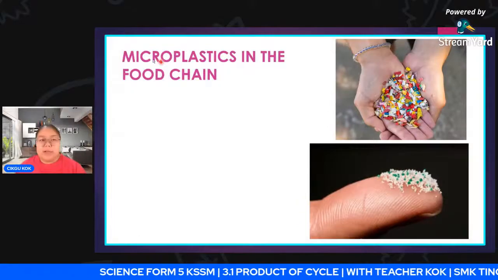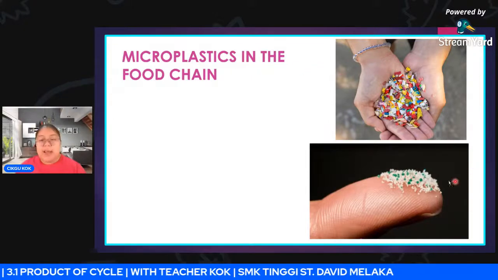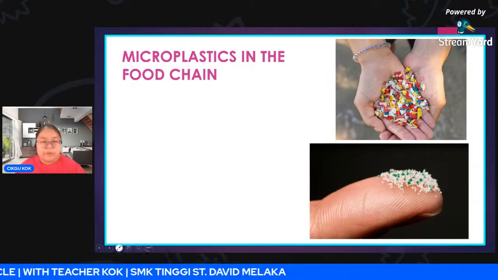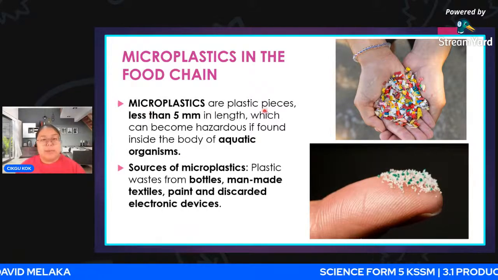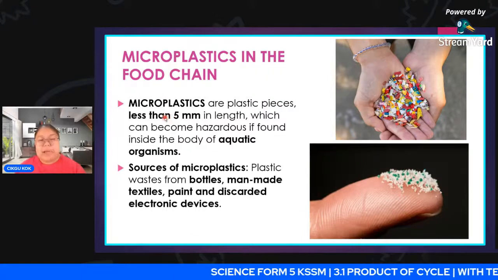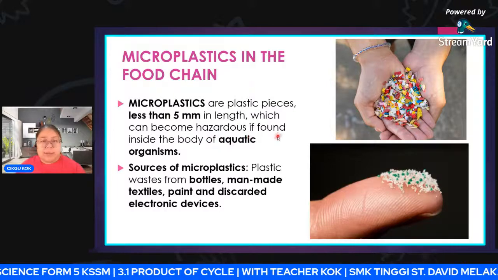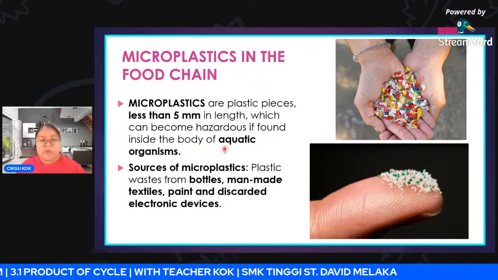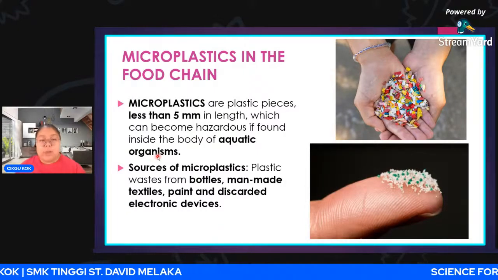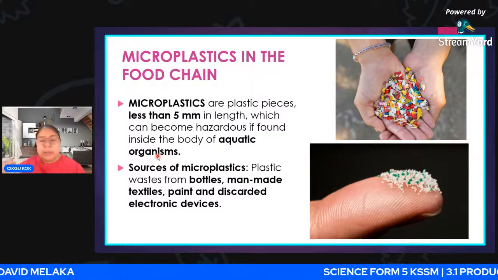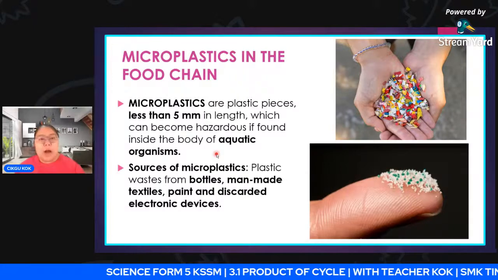Okay, and the next one we have is microplastic. Micro means smaller. Okay, in our food chain. How can the microplastic go into our food chain? Okay, we will introduce what a microplastic is first. Microplastic is plastic pieces less than 5 mm. That means very small already, which can become hazardous if found inside the body of an aquatic organism. An example of an aquatic organism is a crab, maybe a fish. This will go through our food web.